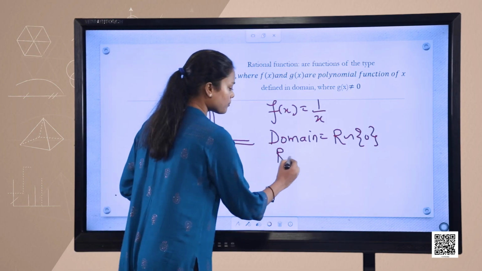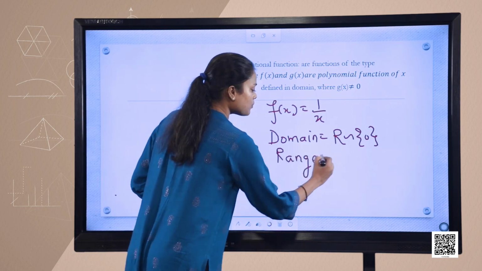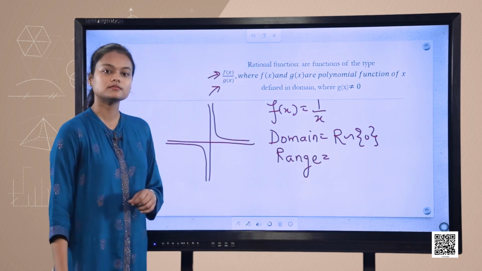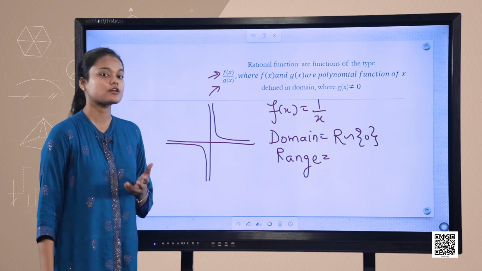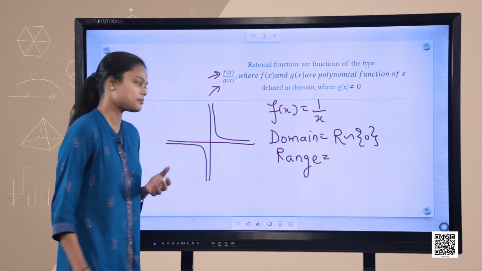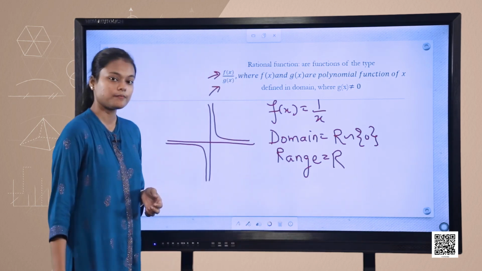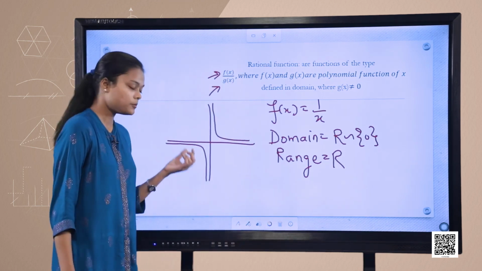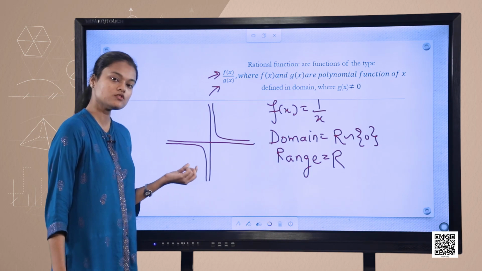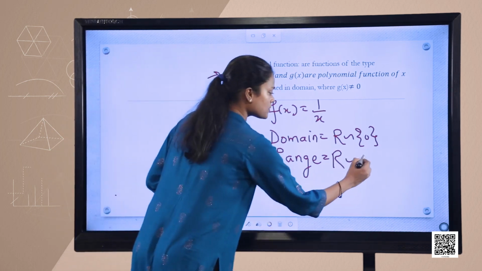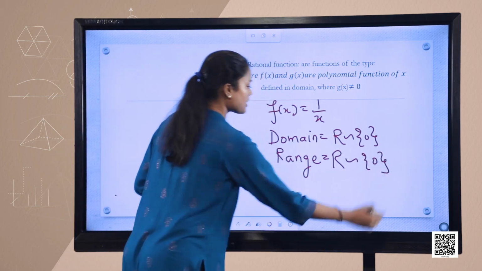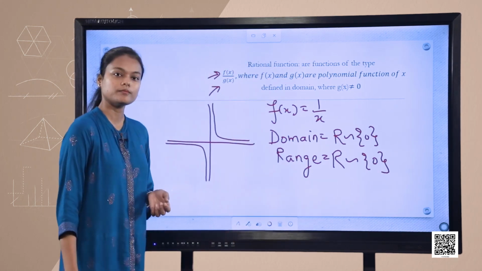Now, from the graph itself, can you tell me what will be the range? Range is the set of real numbers, full R. Again, will 0 be there in the range? No. So it will be the same as the domain. Okay?